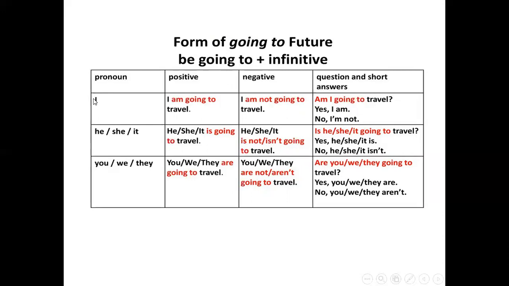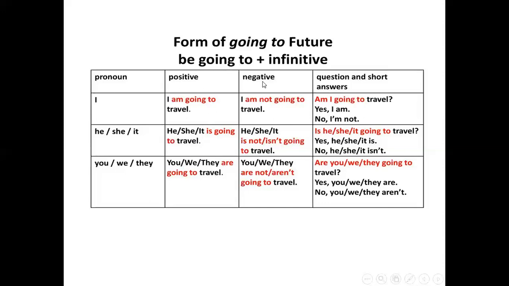With I, I use am, and with he, she or it, I use is because they are singular. With you, we, they, I use are. And after them, I use going to plus infinitive. For example, I am going to travel. He is going to travel. We are going to travel. These sentences are affirmative.